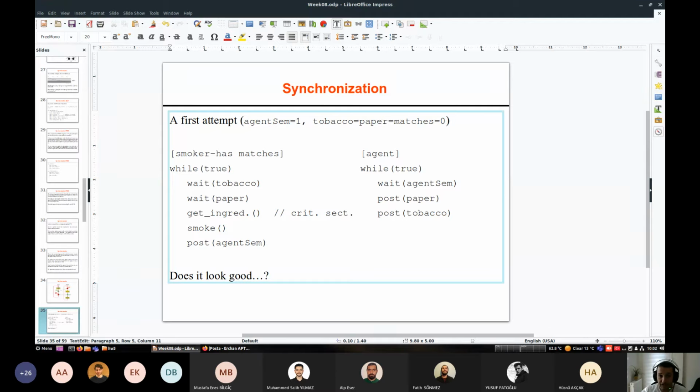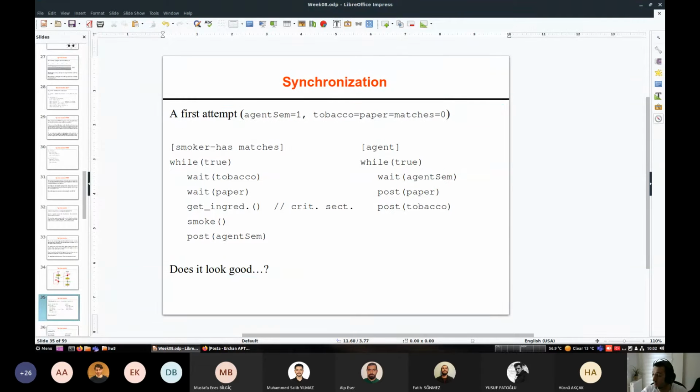Once they have been delivered, it gets the ingredients, so it is inside the critical section. It smokes, and then it lets the agent semaphore know that it is done. So I have smoked it, and now the table is available, and you can bring new ingredients. And the agent, on the other hand, in an infinite loop, waits to be notified that the table is available. And when it completes the wait statement, it brings 2 random ingredients, maybe paper and tobacco, maybe matches and paper, maybe tobacco and matches, and so on. So what can go wrong? Who can tell me?